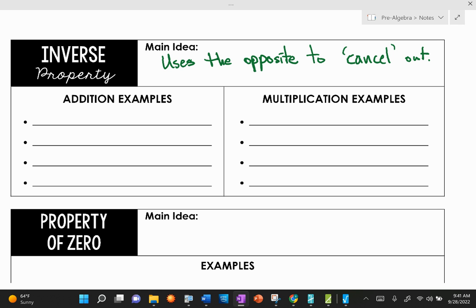So examples. Okay. If I have 10, and I want to add something to it that's the inverse, what am I adding to it? Cancel it. Yeah. How would I do that? By not adding it. That won't actually cancel it out though, will it? By adding.